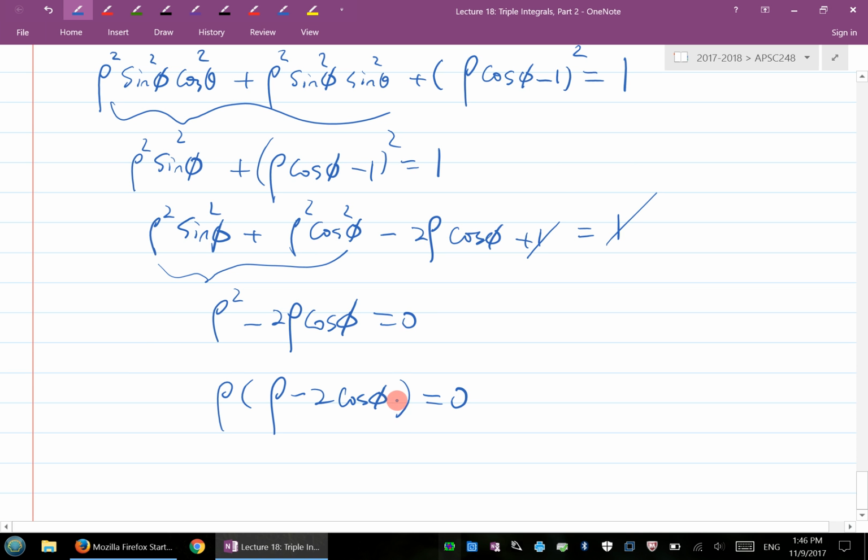But rho cannot be 0, because you're talking about a sphere. How could rho be 0? So the only possibility is rho equal to 2 times cosine phi. You see that? For the same sphere in spherical coordinates, it's actually quite short. It's just rho equal to 2 cosine phi. That's the equation in spherical coordinates. Is that good?